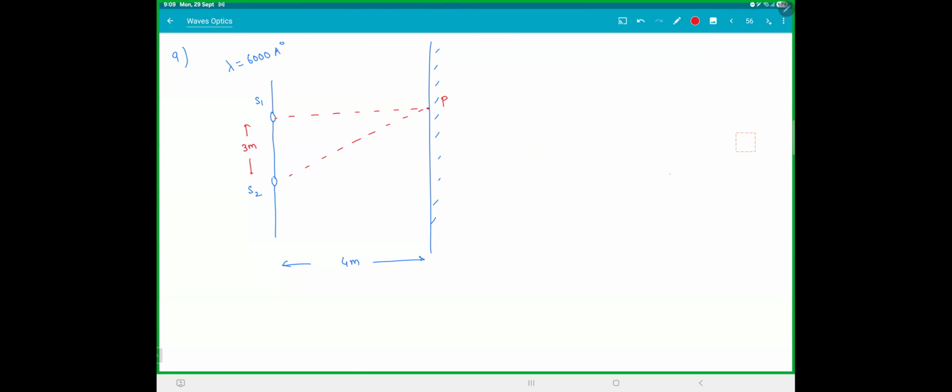See, again, go back to the story. What do you want to find? Path difference. So delta x is S2P minus S1P. I gave you good numbers. S2P is 5. S1P is 4. So path difference is 1 meter. Phase angle 2 pi by lambda delta x. Maybe I should have given 1 mm. Okay. This is 2 pi by 6 into 10 power minus 7 into 1. Still it won't make a big difference. This would be pi by 3 into 10 power 7.